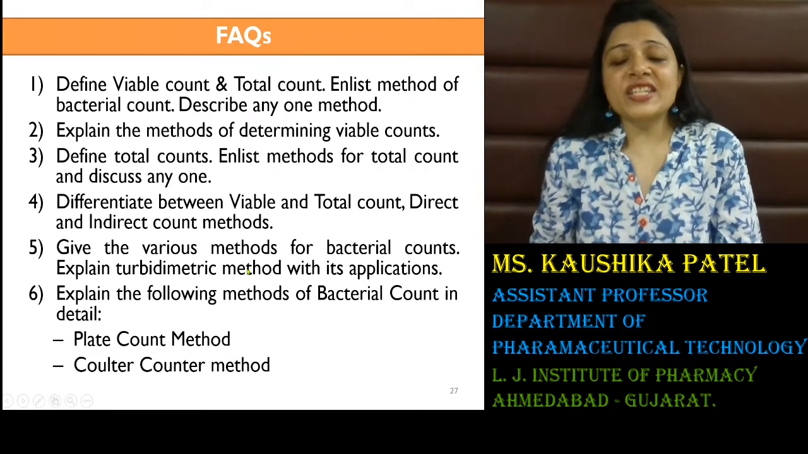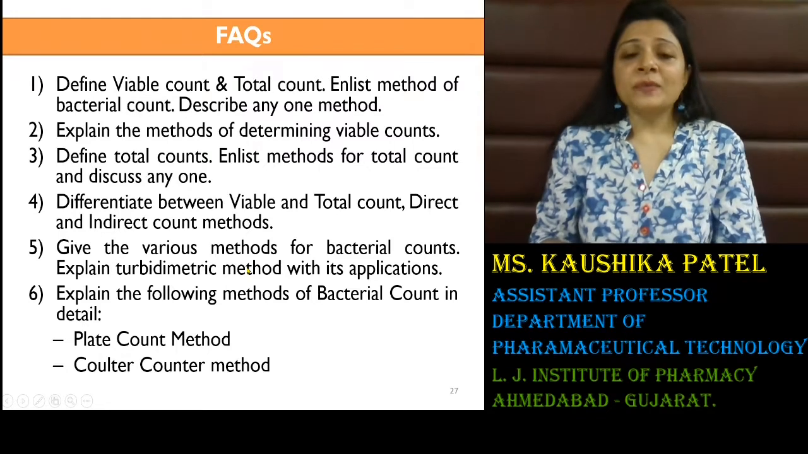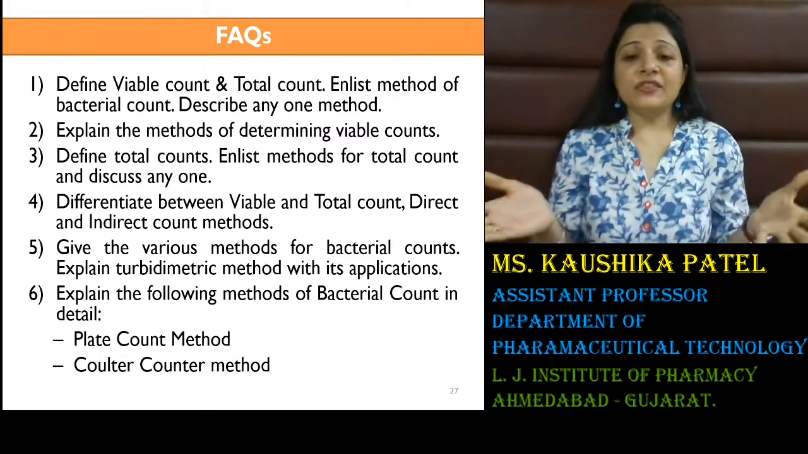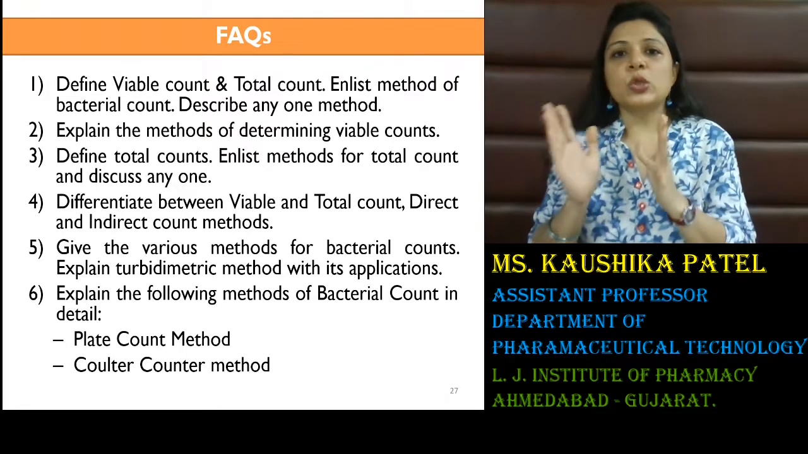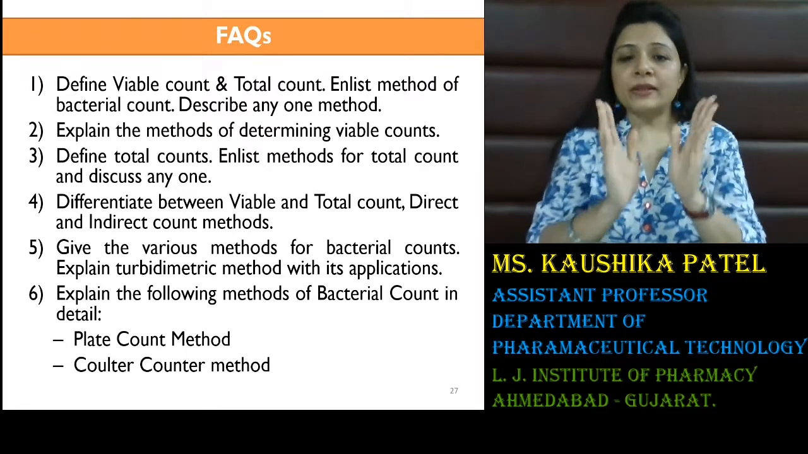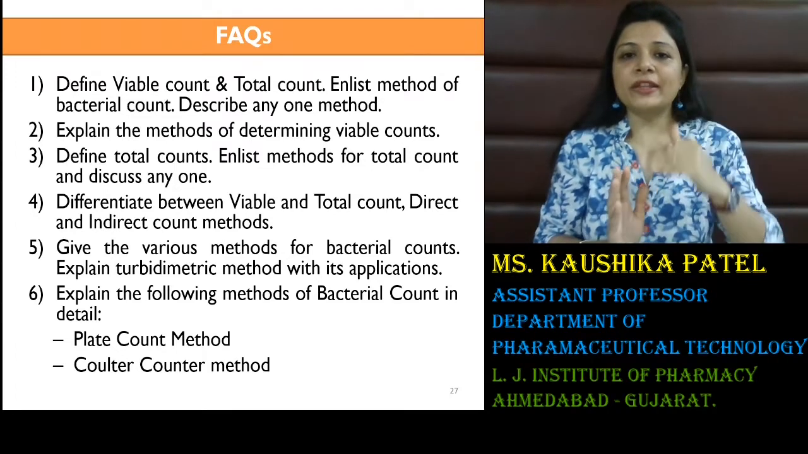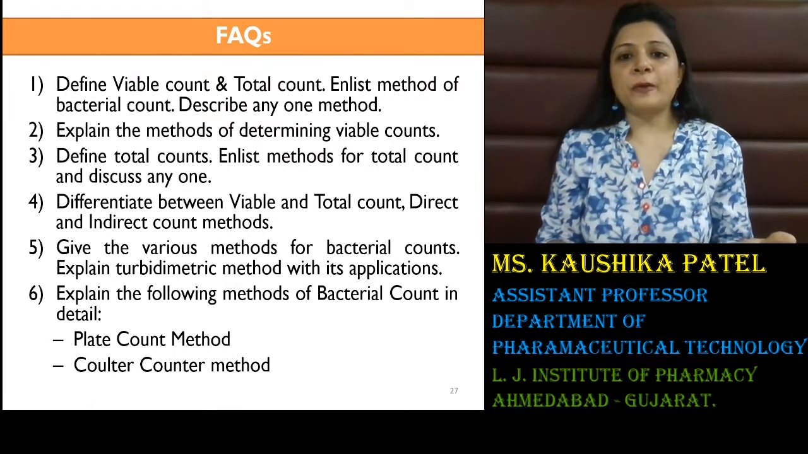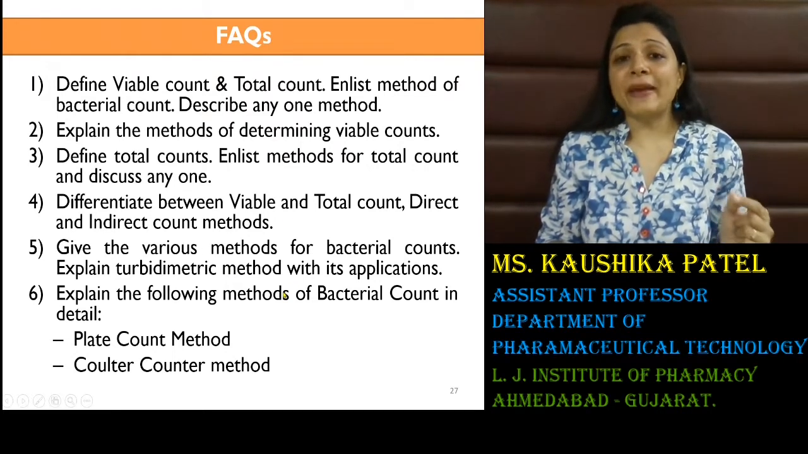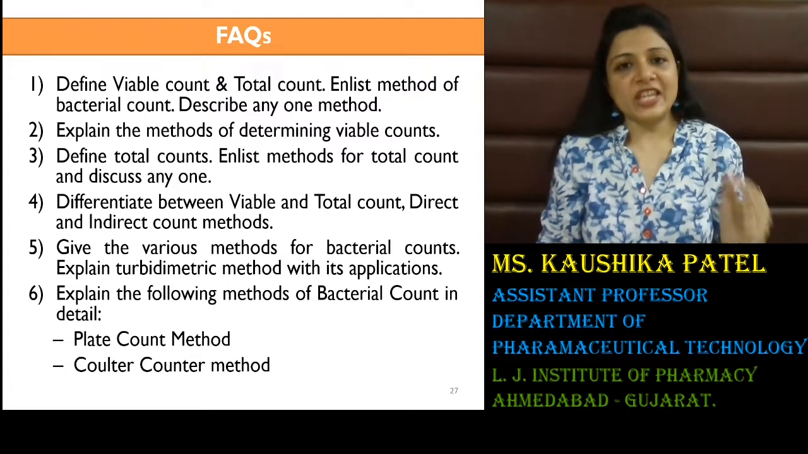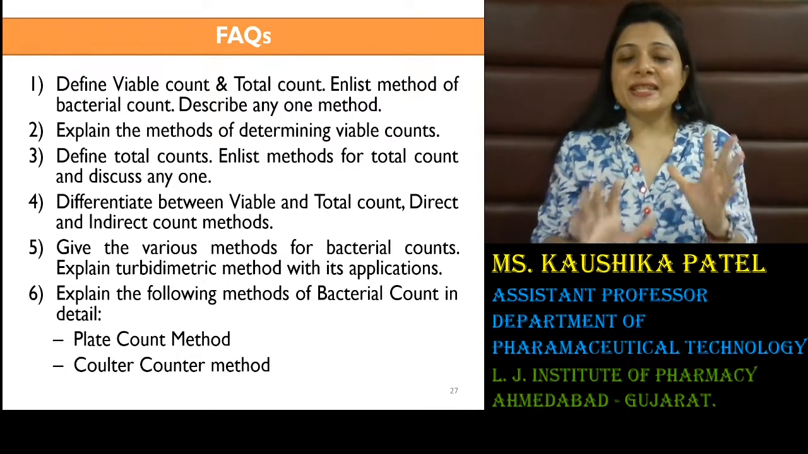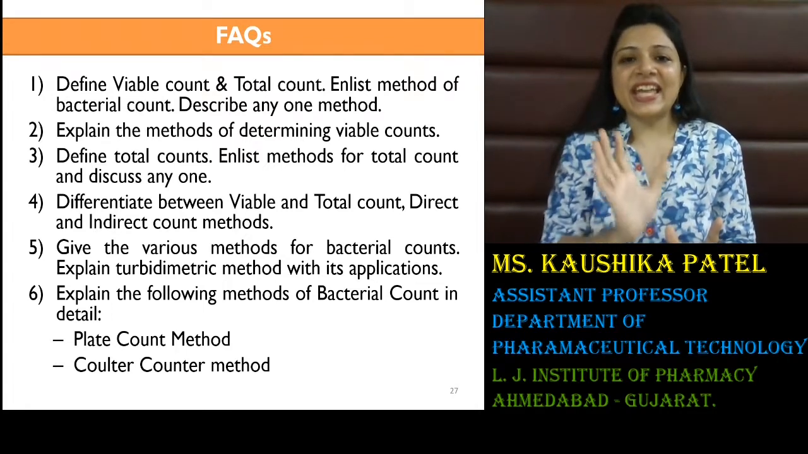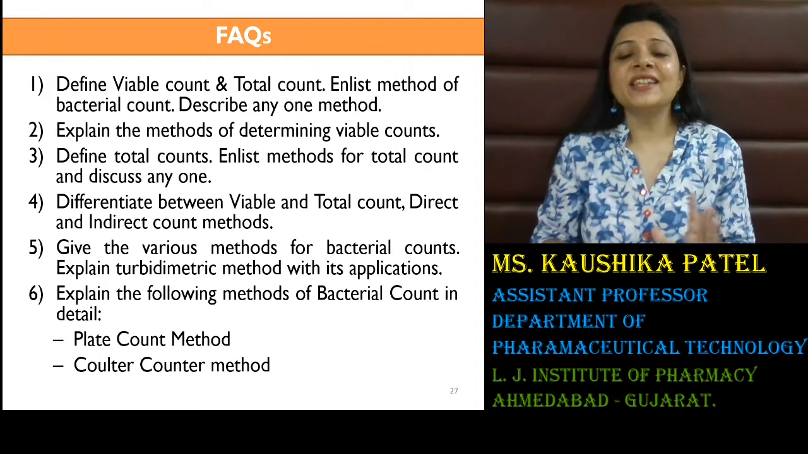Different types of questions are asked in the exam. Methods for viable count and methods for total count are very important. You can even be asked for the differentiation between viable and total count. Then the four methods from the beginning, that is the two methods of viable count and two methods of total count, are very important. And apart from that, you may be asked about the turbidimetric method for the determination of cell mass. So all these five methods you have to study in detail, and you have to write properly in the exam with respect to what is asked.